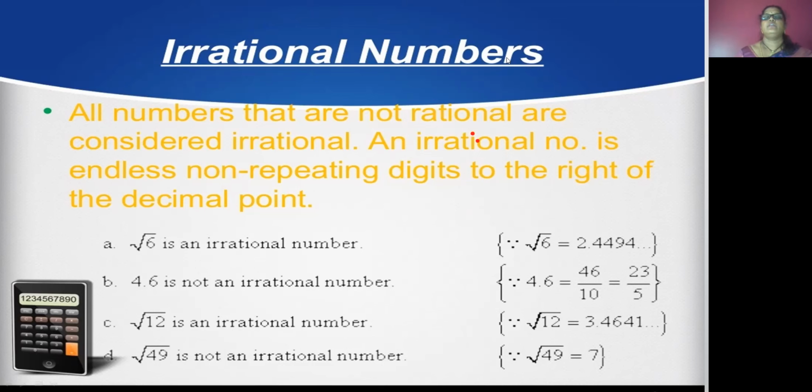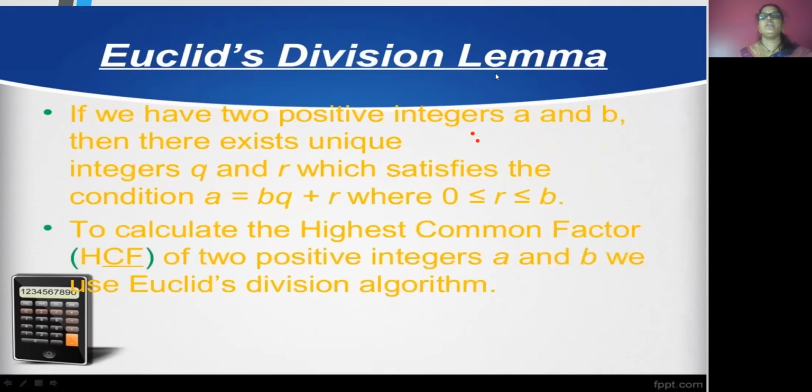What are we going to learn in this chapter? This is all we learned in our 8th and 9th class. What is the new thing we are going to learn in this class? It is called the Euclid Division Lemma. This lemma is also called an algorithm. What is an algorithm? An algorithm is step by step solving of a problem.